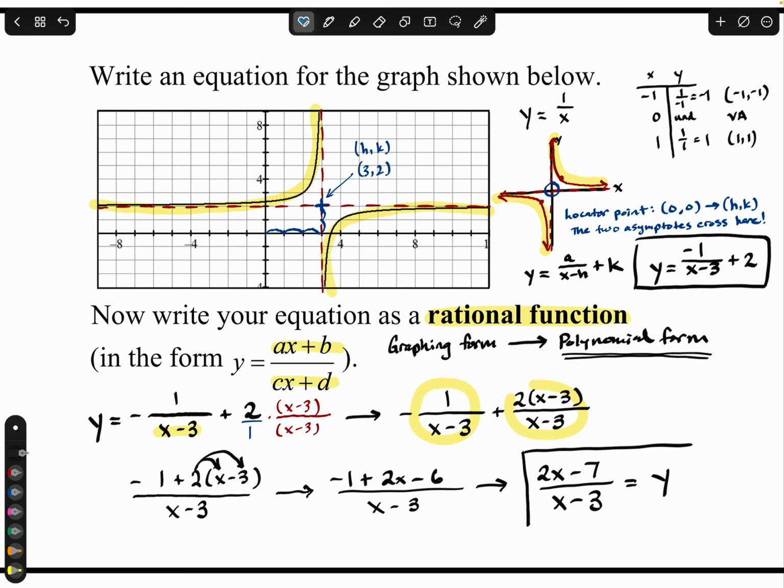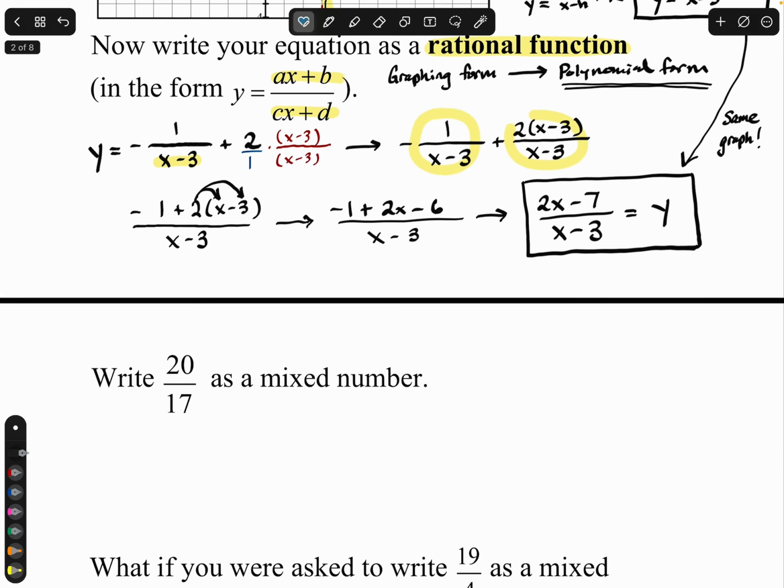So if we took that function, and we took this function, they will give us the exact same graph. These are equivalent. That's a great way to check it. Graph them on the calculator and see, do they have the same graph? And they should. All right, so let's move on.